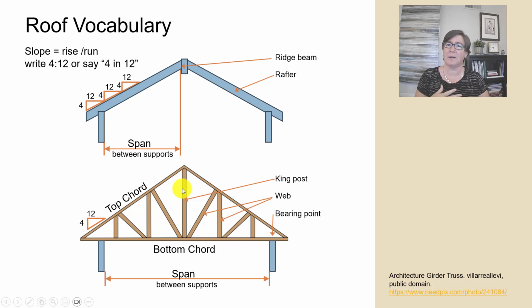There's a bunch of different types of trusses, different shapes. Not all of them will have a king post. The place where the truss rests on its supports, right here, this is called the bearing point. Got one here, one here. And again, the span of that truss is between its supports, so between its bearing points. And you can see that this one is spanning all the way from here to here.